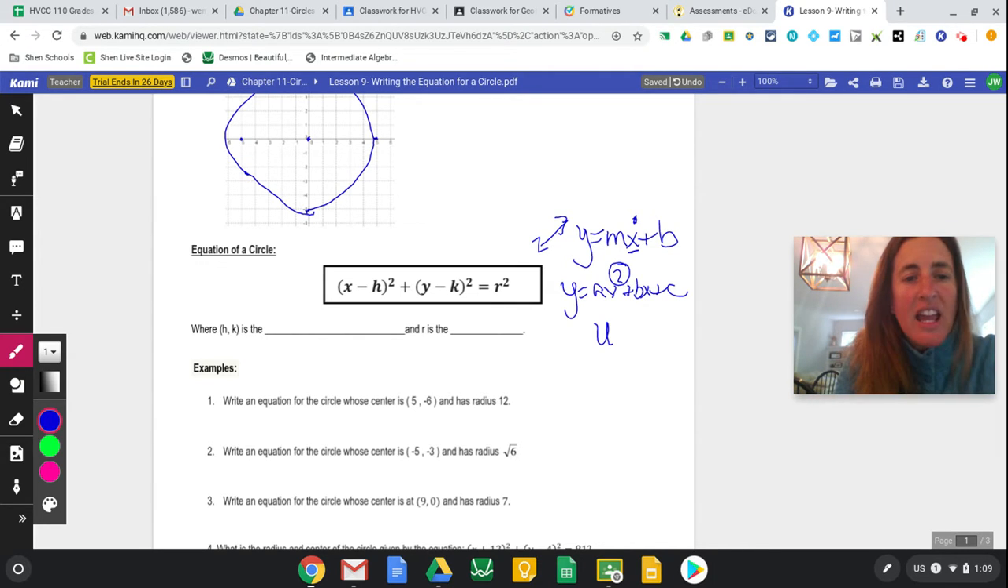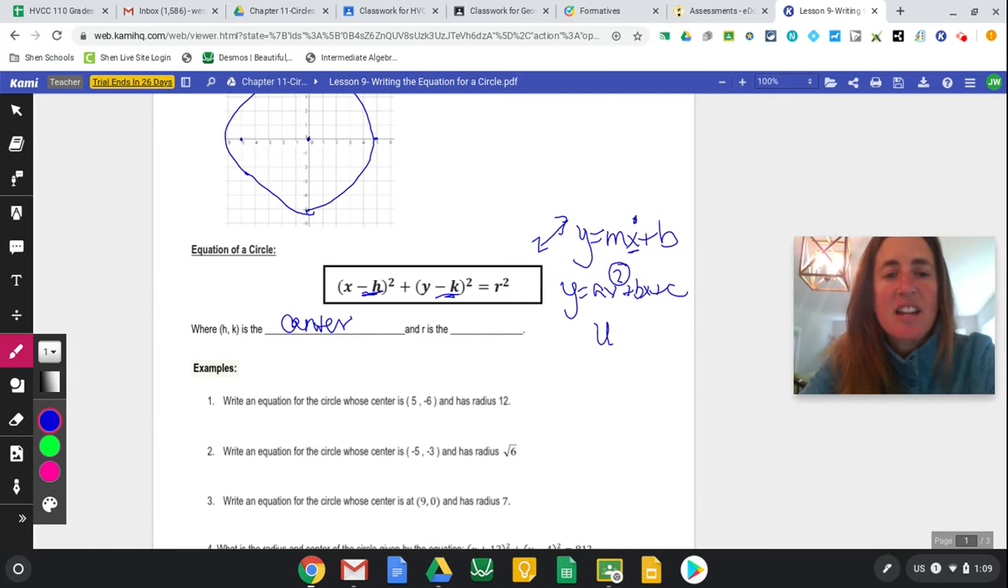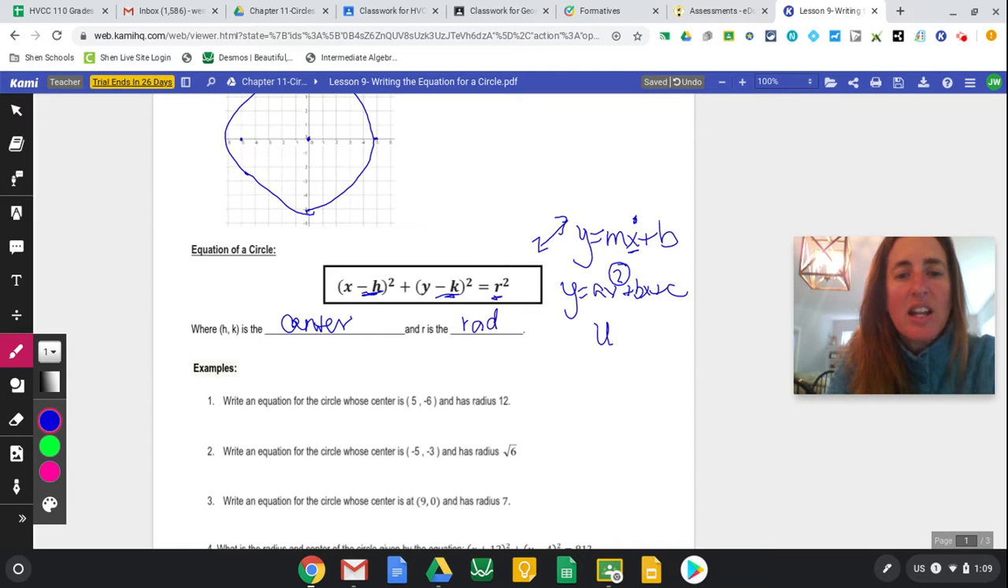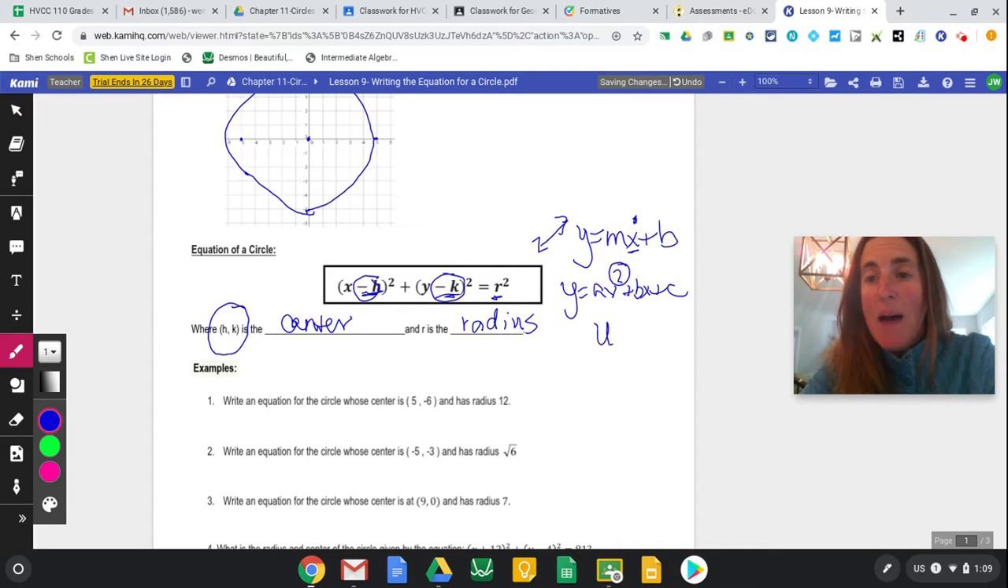The h and k in the equation are going to be the center of your circle, because each circle has a center and it has a radius. And guess what? That's what the r is. The r is the radius. Now it's important to note, in the formula, the h and k are negative, but when they actually are pulled out, they turn positive. So they have opposite signs of what is in the formula.